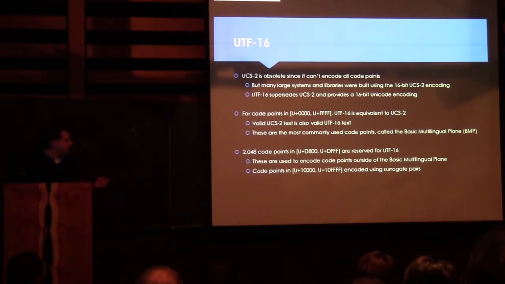And so in order to encode characters outside of this 0 to 65,000 and some odd range, 2,048 code points between D800 and DFFF are reserved specifically for use in encoding UTF-16. So this is 11 bits of space, and so that is enough, as we'll see in a moment, to represent all 1 million values. And we'll do that using what are called surrogate pairs.